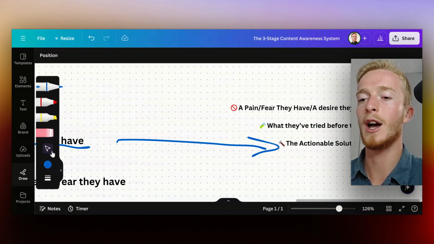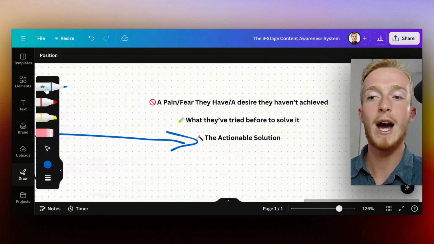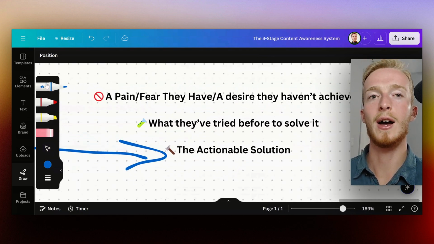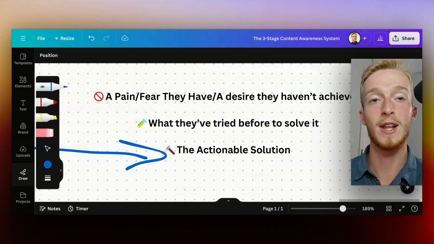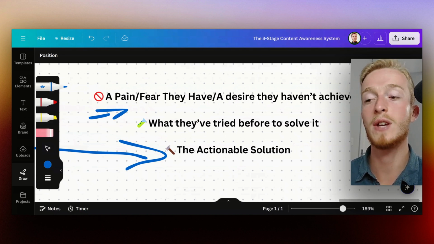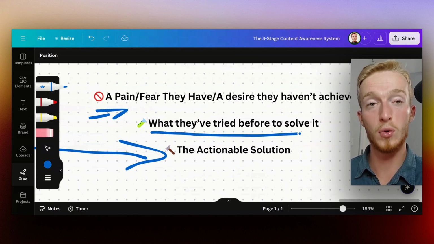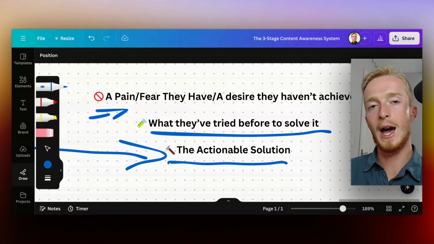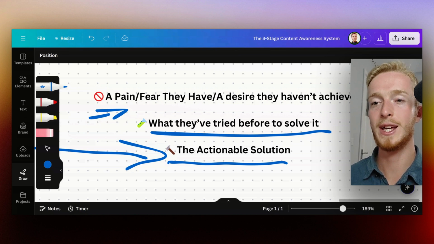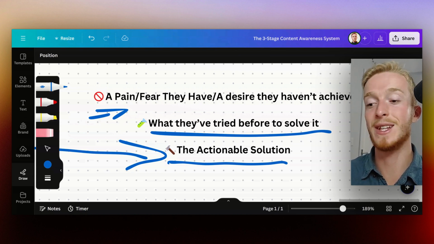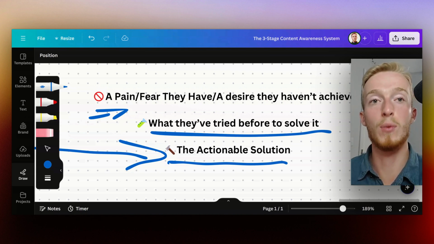Now, bearing in mind, if you're following along as well, what we want to do here is go to that worksheet that I've got for you, and make a few bullet points on each of these and fill it out in terms of the pain or fear that they have, or maybe why they haven't achieved it. You also want to note what they've tried before to solve it, and then the actionable solution to those problems. And the reason why we're doing this, especially for the people that are problem aware, is we want to give them some actionable advice they can take away, apply, and get results from.